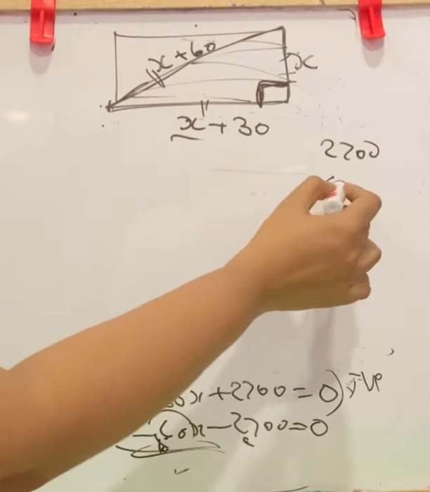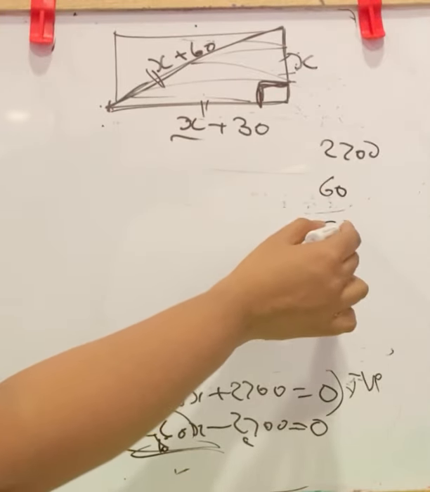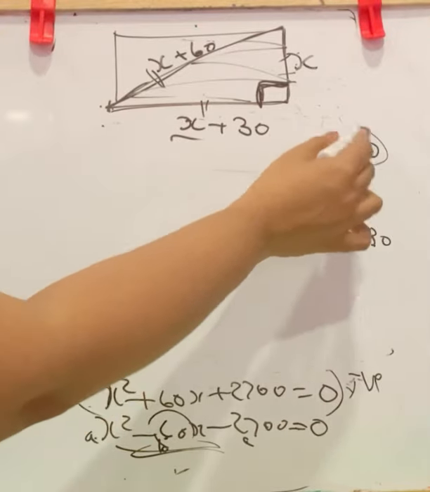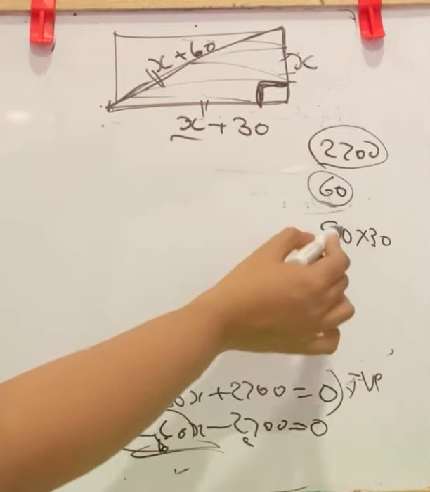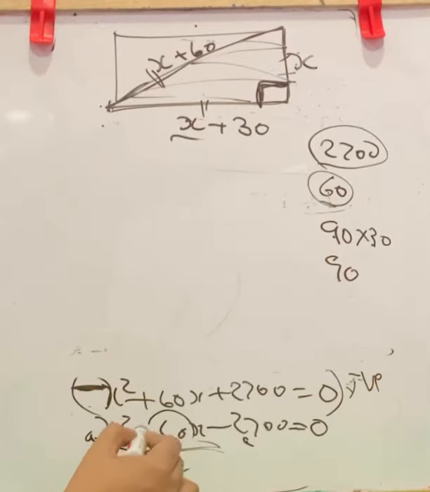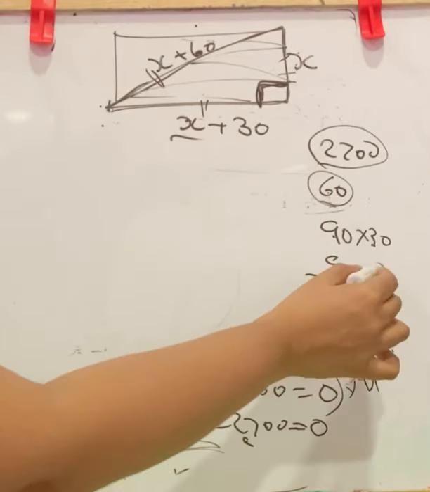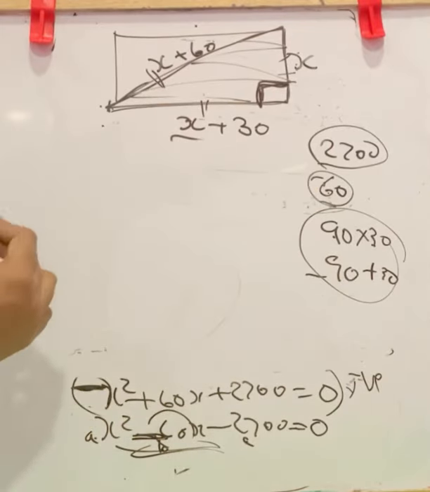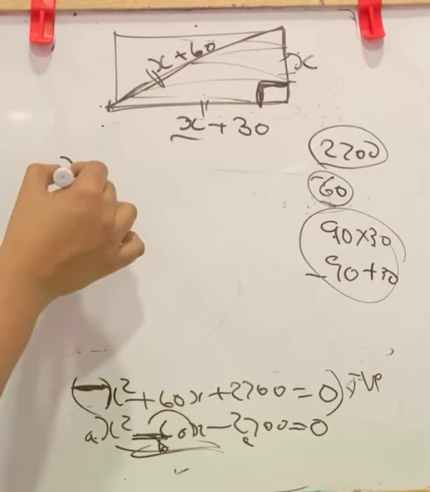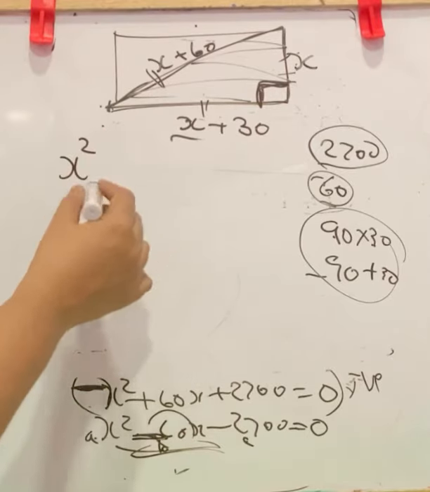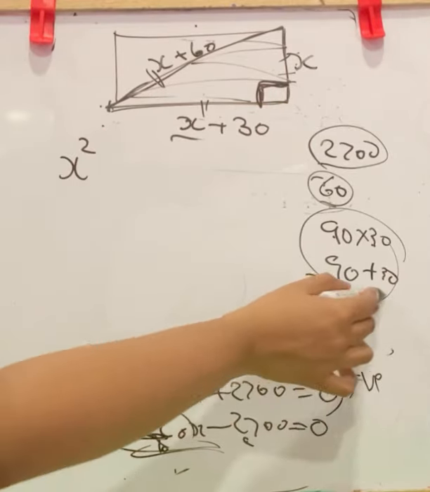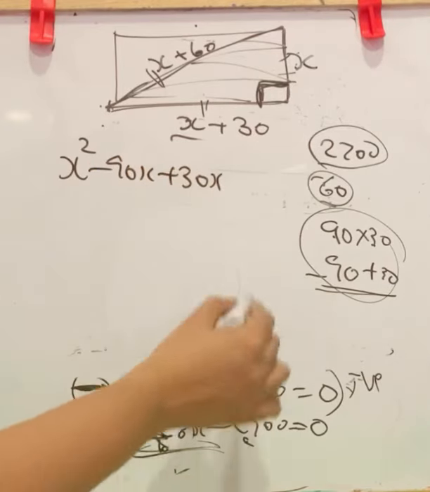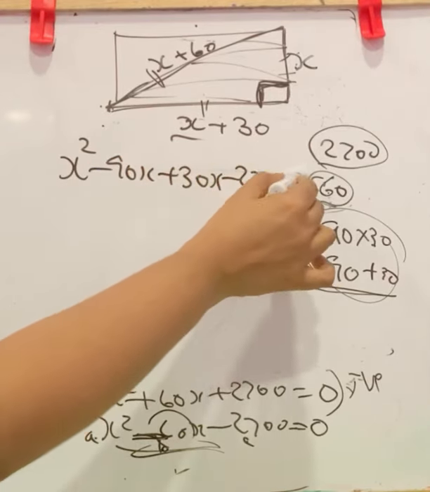To get 60, we have 90 into 30. 90 into 30 is 2700, and to get 60 we can take 90. This is minus 60, so minus 90 plus 30. Okay, this pair will suit minus 60. So we can rearrange like that. That is middle term splitting. x square minus 60x: for that we will take minus 90x plus 30x minus 2700 equal to 0.